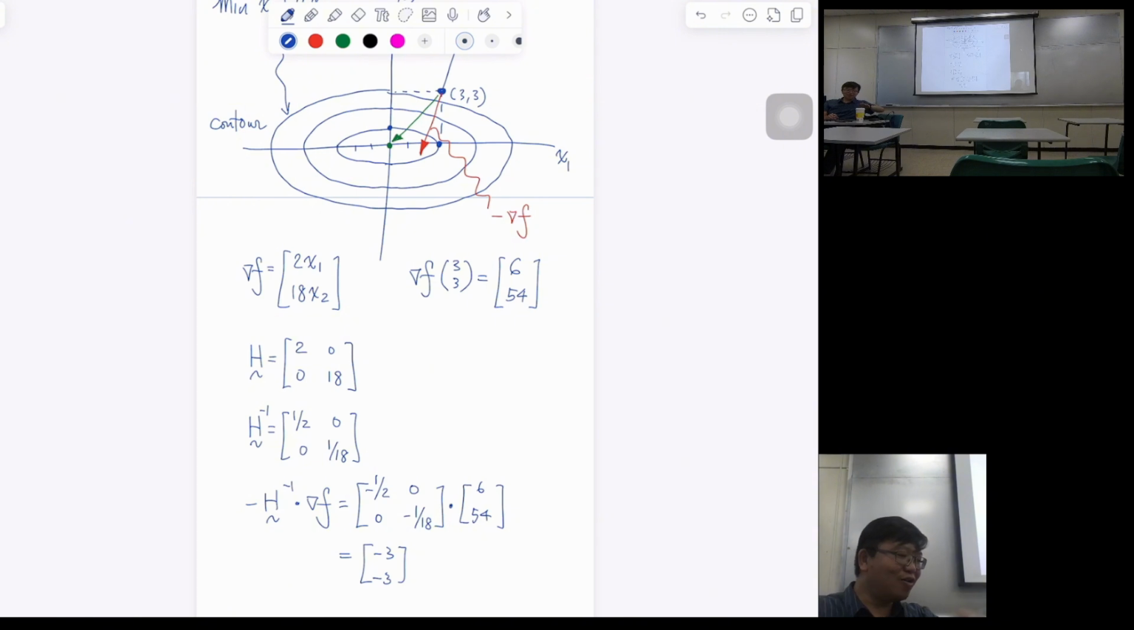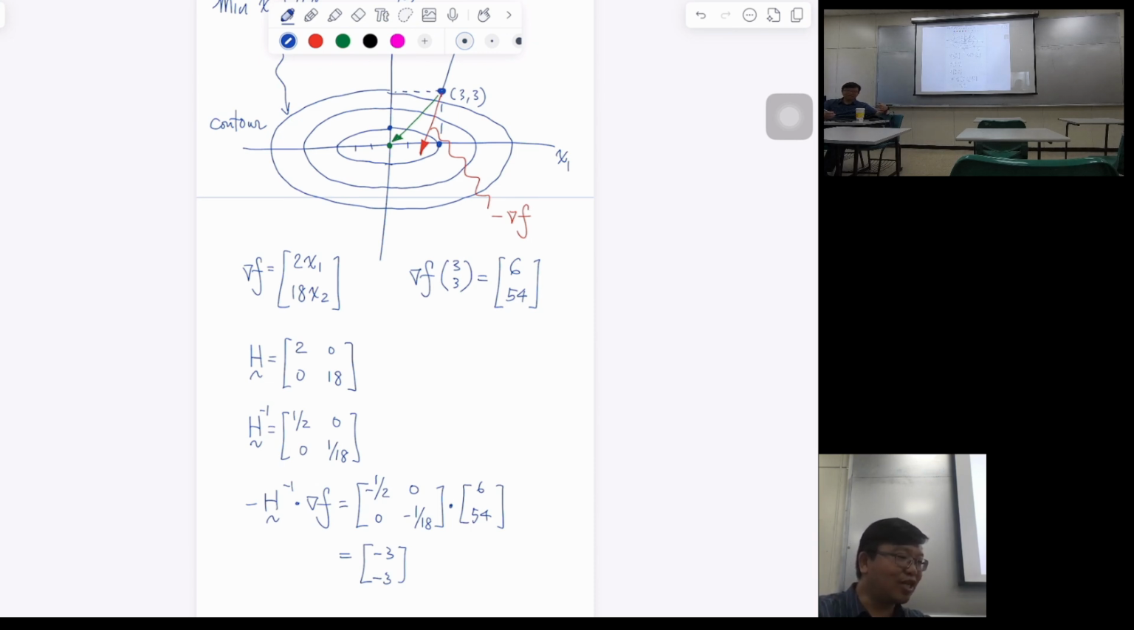But without the pre-multiplier of inverse Hessian, if you only have the negative gradient, which is negative 6 and negative 54, how can you know you should move toward the green vector? Right? That's why Hessian is good, but it could be costly.